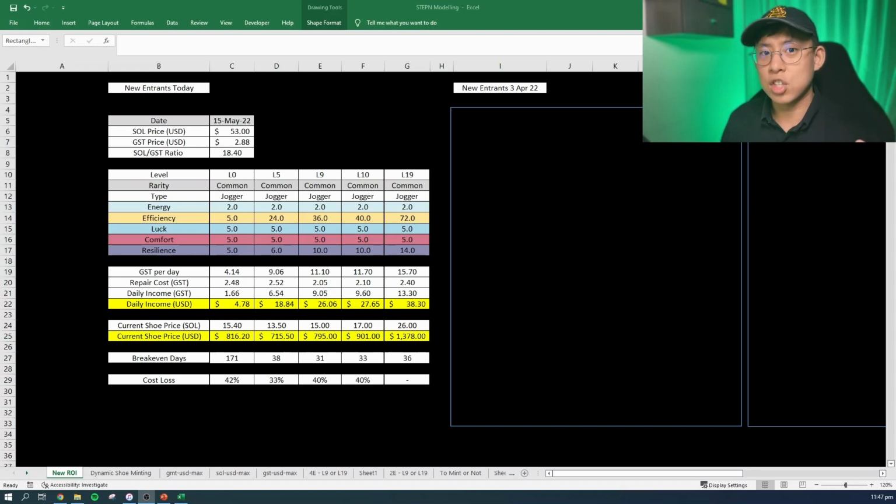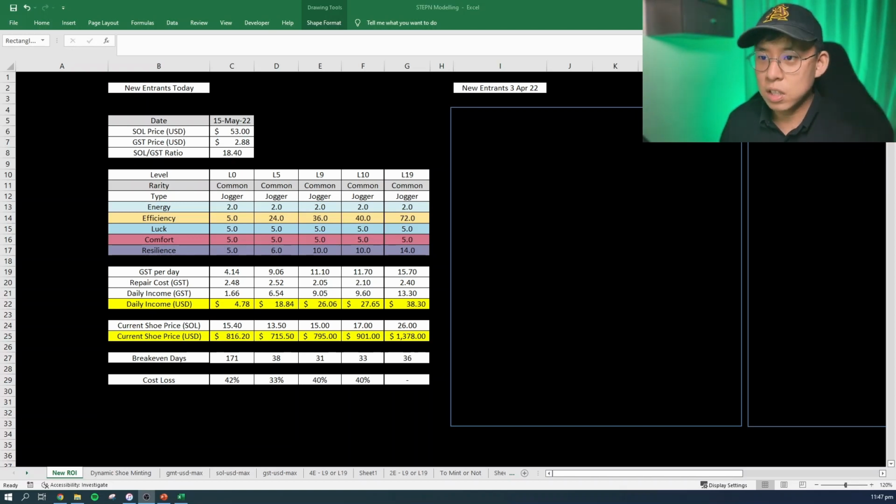And for the next section, I've actually gone into stepn.guide to extract all this information out. If you haven't checked out that website, do check it out because it's very important for you to have an understanding or estimate of how much you'll be earning each day at different levels with different amounts of attributes. And so you'll see that the current daily income for a level 0 shoe is $4.78 and for a level 5 shoe is $18.84, level 9 at $26.06 and level 10 at $27.65.